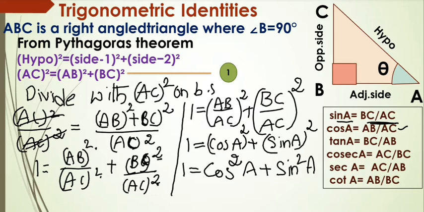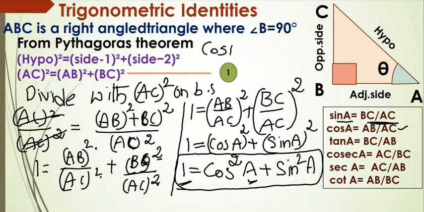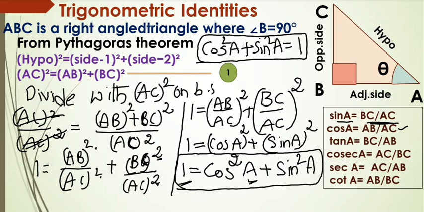So this is the trigonometric identity. Whatever the angle A, we get the equation that cos square A plus sin square A is always equal to 1. So one of the trigonometric identities is cos square A plus sin square A is always equal to 1. Okay. So one of the identities is completed.